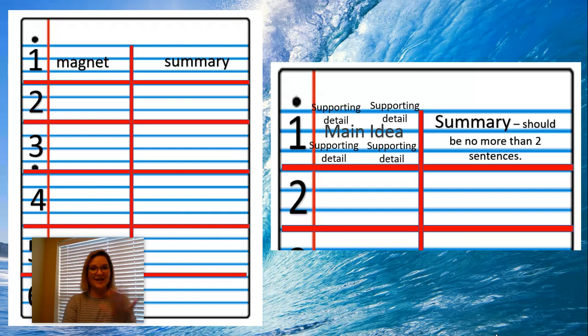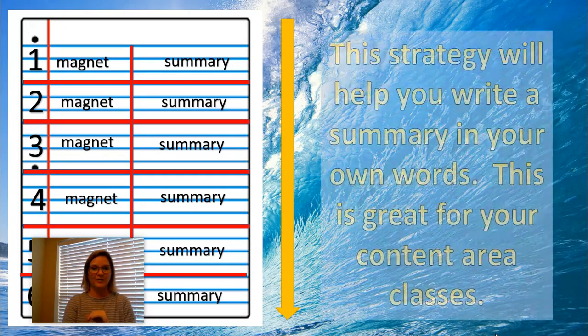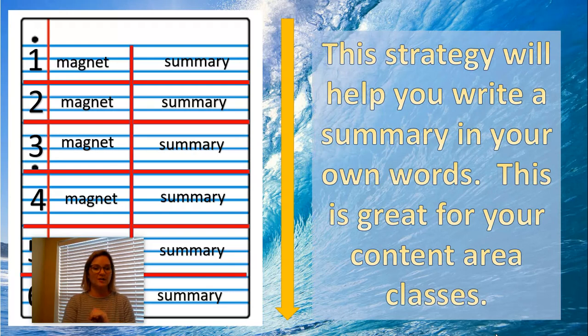On the other side, you're going to take what you found, the main idea and the supporting details, and create no more than a 2-sentence summary in your own words. Let's do this together. The cool thing about this strategy, again, is you're only reading each chunk once, and then you're creating a summary, which, as you read all the way down your paper, creates a summary for your entire paper. This is great for content area classes. Your science teacher hands you a piece of text and says, I want a summary of the text. You can use this strategy to easily find the main idea of each chunk and supporting details to create that fabulous summary that's going to blow your teacher's socks off.